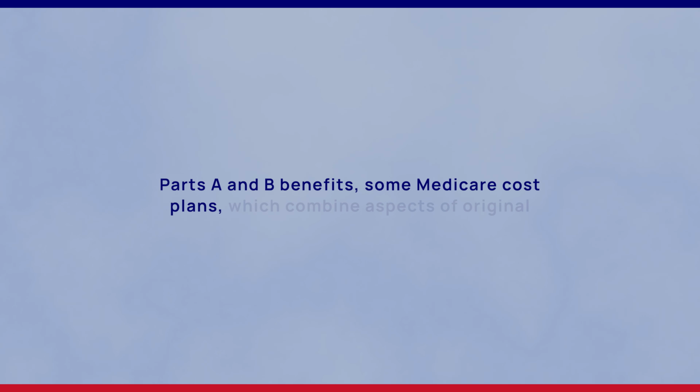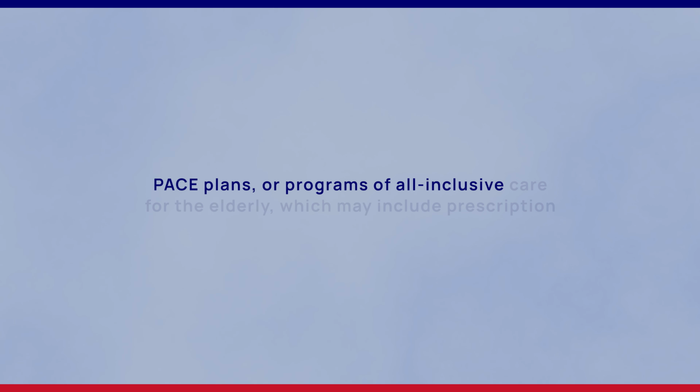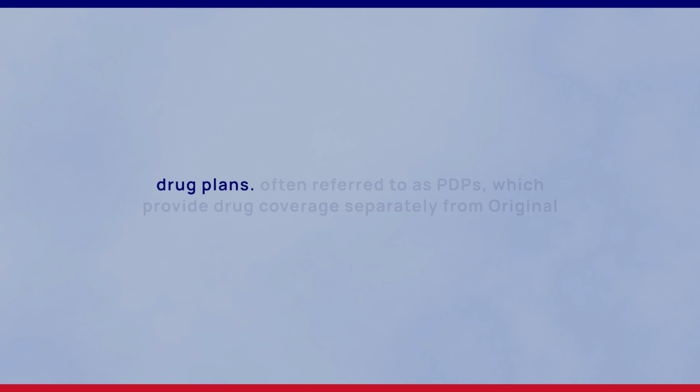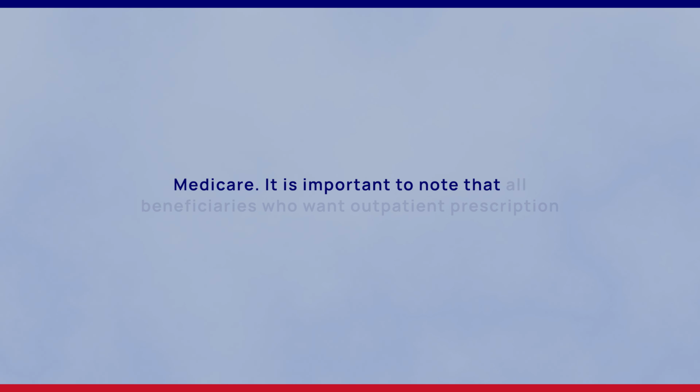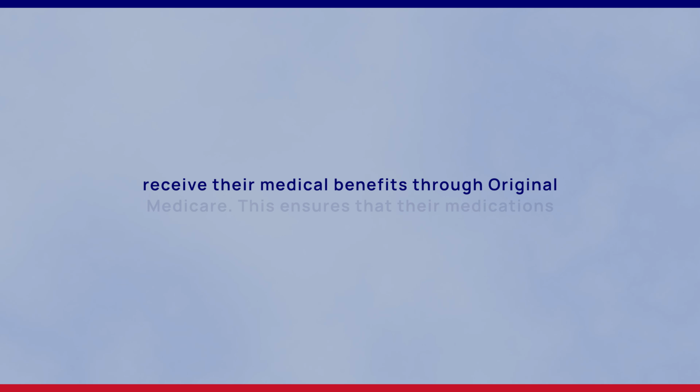Some Medicare cost plans, which combine aspects of original Medicare and private plan administration. PACE plans, or programs of all-inclusive care for the elderly, which may include prescription drug coverage as part of their comprehensive benefits. Standalone Medicare prescription drug plans, often referred to as PDPs, which provide drug coverage separately from original Medicare. It is important to note that all beneficiaries who want outpatient prescription drug coverage must enroll in a Medicare-approved Part D plan, even if they receive their medical benefits through Original Medicare.